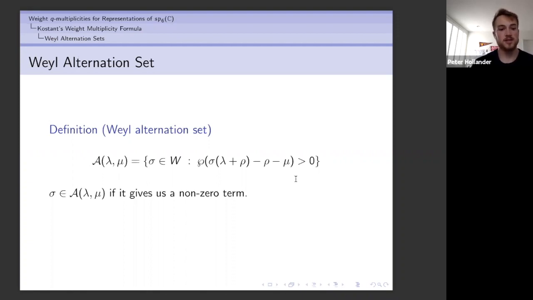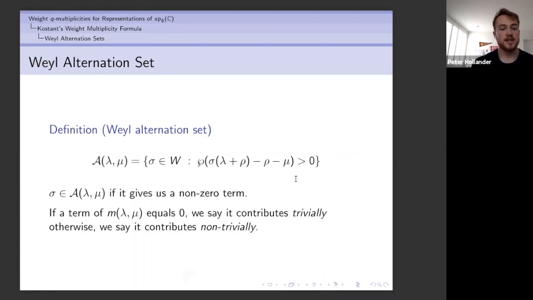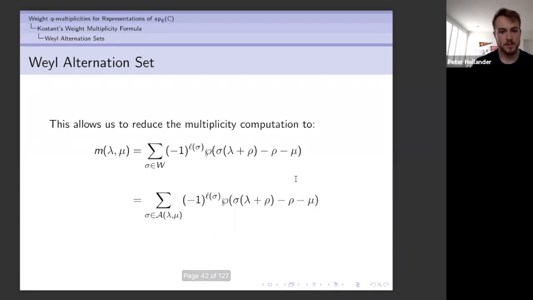Otherwise, it's not going to be. So basically, it's just all the sigma that give us a non-zero term. And we say that if a term of the weight multiplicity formula equals 0, it contributes trivially to our sum. Otherwise, it contributes non-trivially. And that's some language that we're going to be using later on. And that actually allows us to simplify our computation a little bit.